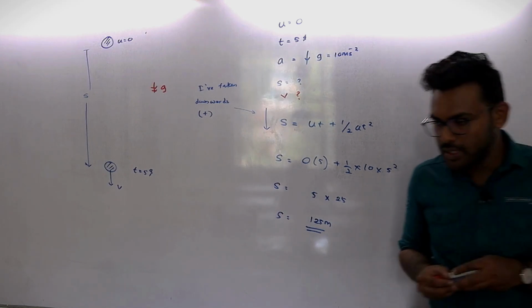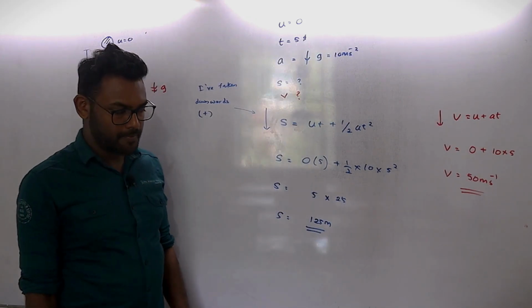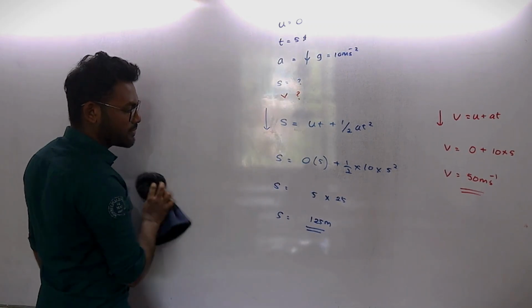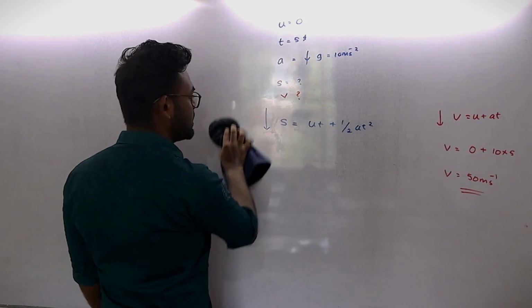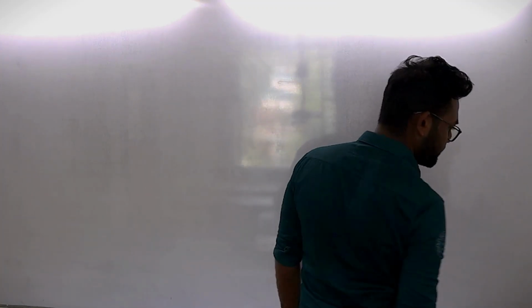A ball which was thrown downwards at 10 meters per second from the top of a building has reached a velocity of 70 meters per second when it hits the ground.